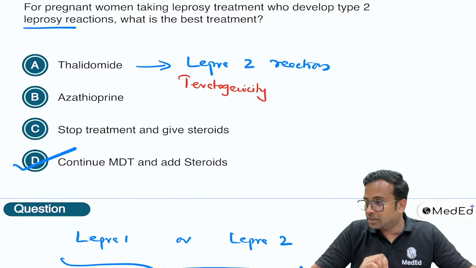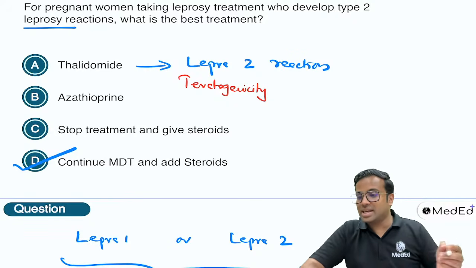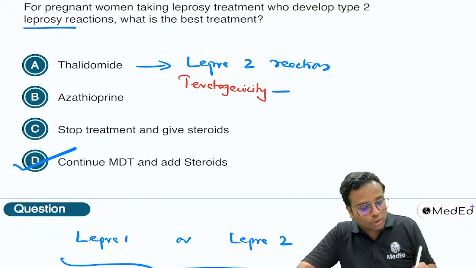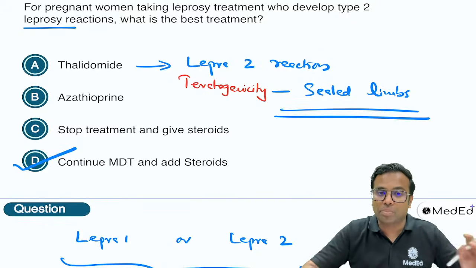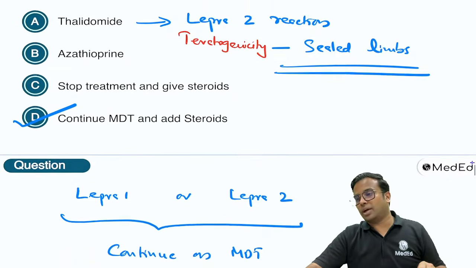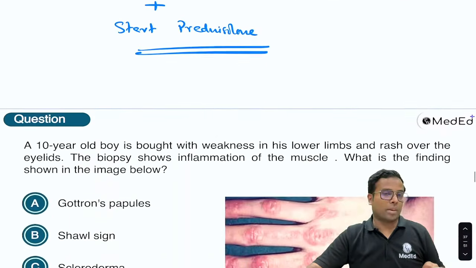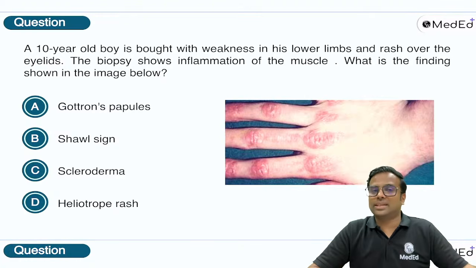Excellent. So the Visual Vital Wisdom says seal limbs. Yes, the teratogenicity is seal limbs. It's also called phocomelia. So the baby may be born with seal limbs after taking thalidomide. Excellent. So happy to get all these answers in the chat box. So now let's see the next question.